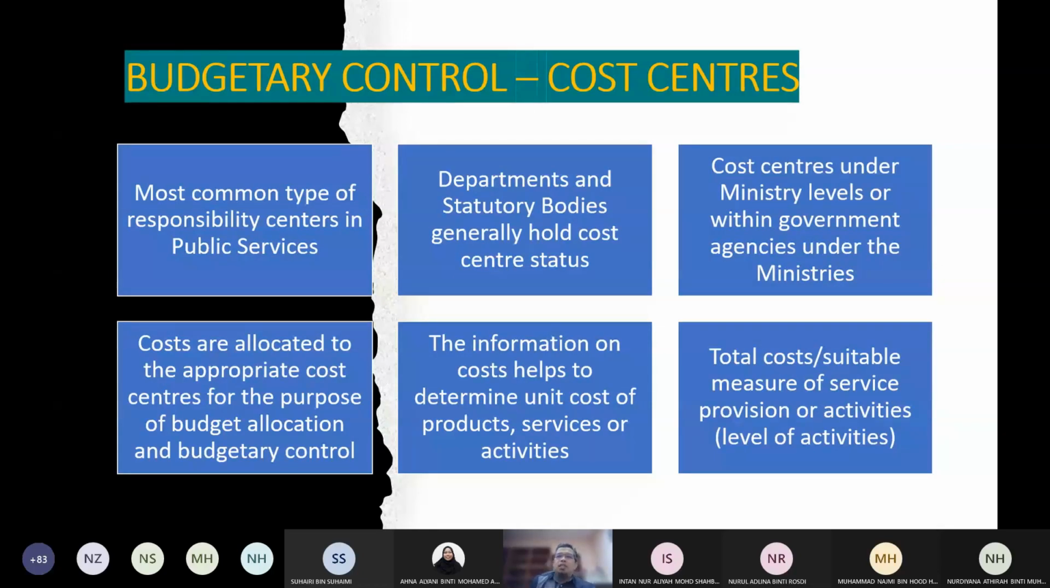So these are the attributes of the cost center. Most common type of responsibility centers in public services. I think that is a very strong point. The first point: you can expect that most of the government agencies are cost centers. They are given budget, then they spend to achieve certain objectives. That's because they are not maximizing profits. They don't charge, or their price is heavily subsidized.